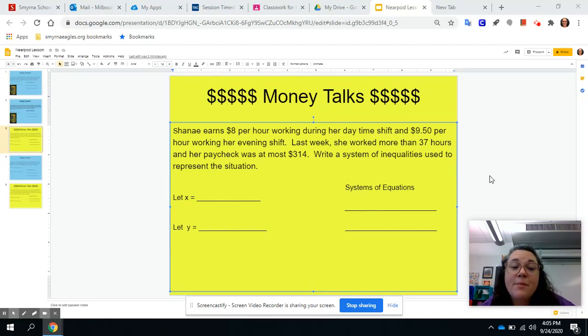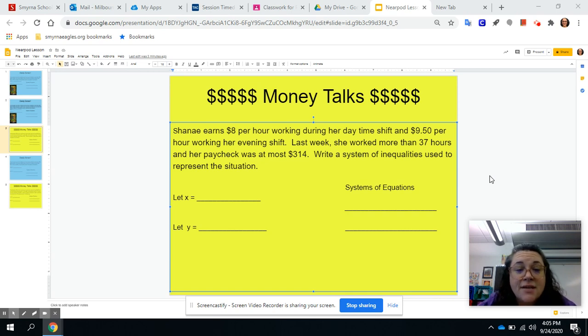Okay, this example is talking about Shanae and her jobs. So she's got two different shifts. She earns $8 an hour working during her daytime shift, and then she gets paid $9.50 an hour working her evening shift. Last week, she worked more than 37 hours, and her paycheck was at most $314. We're going to write a system of inequalities used to represent the situation.